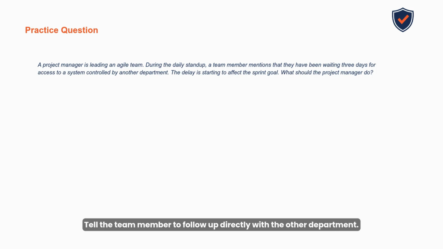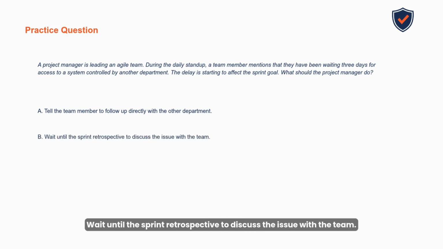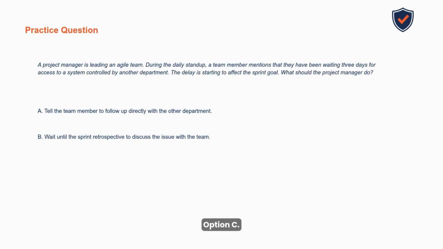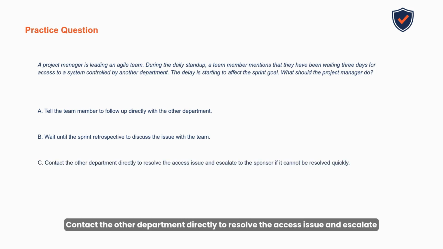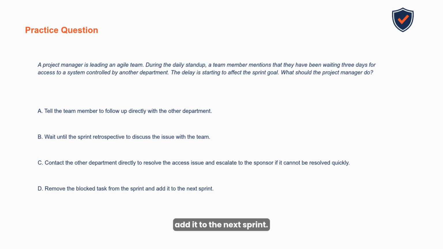Option A. Tell the team member to follow up directly with the other department. Option B. Wait until the sprint retrospective to discuss the issue with the team. Option C. Contact the other department directly to resolve the access issue and escalate to the sponsor if it cannot be resolved quickly. Option D. Remove the blocked task from the sprint and add it to the next sprint.